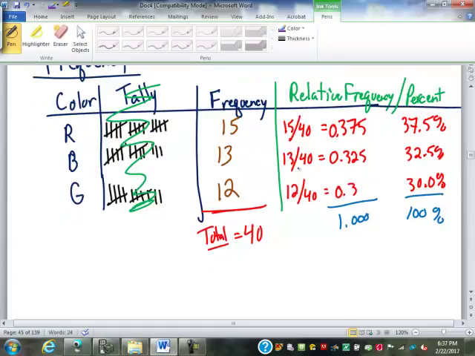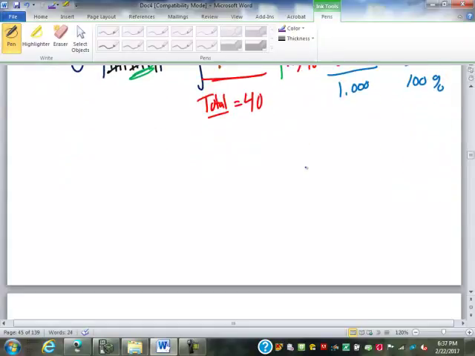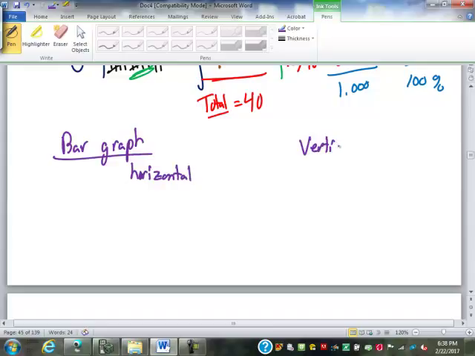Now that you have this information organized like this, we can put it in a graph. One type of graph is a bar graph. A bar graph can be either vertical or horizontal. So we're going to go horizontal or vertical. In a horizontal bar graph, the categories go on the left side.